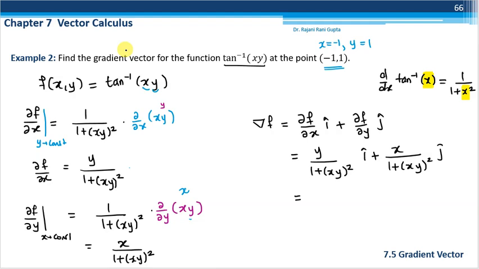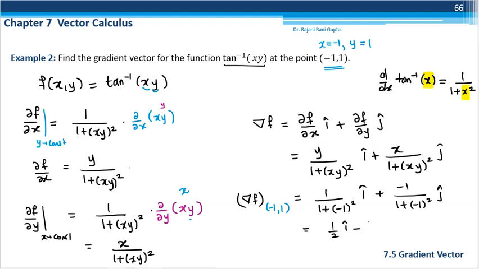Substituting it, what you will get? We are finding del f at which point? Minus 1, 1. So this gives you 1 over 1 plus minus 1 square, because if you multiply x and y, you get minus 1. And then minus 1 over 1 plus minus 1 square. So this gives you 1 over 2 i minus 1 over 2 j. This is your gradient of f, the gradient vector at this point.